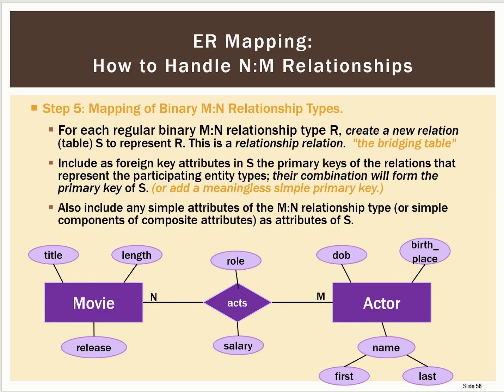Don't forget that when you build bridging tables, you also need to build in the attributes of the relationship. So the role that an actor had in the movie and the salary that the actor made for the movie would also go into the bridging table.